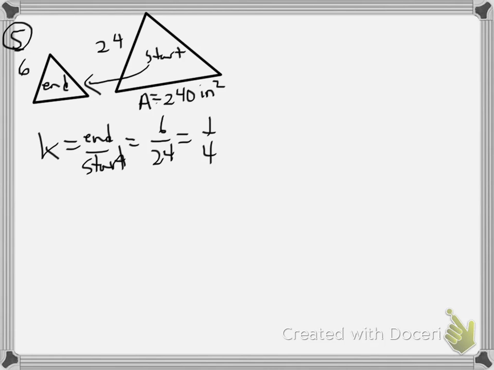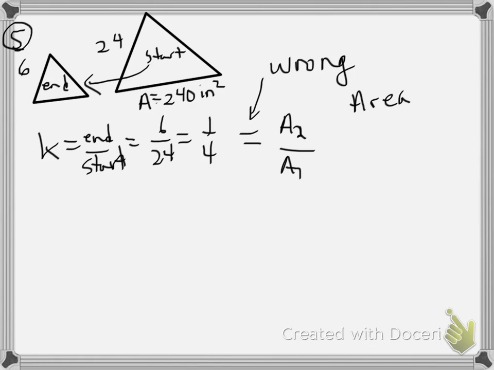Okay? So we would like to just relate it. The most common thing is to just go, okay, well then the area of the ending one, we'll call it area 2, divided by the area of the first one. And it turns out that is wrong to do, because area is to the second power. It's units squared, like inches squared, not inches. So what that really means is we have to take our scale factor for sides, which are in inches, and we have to square it.